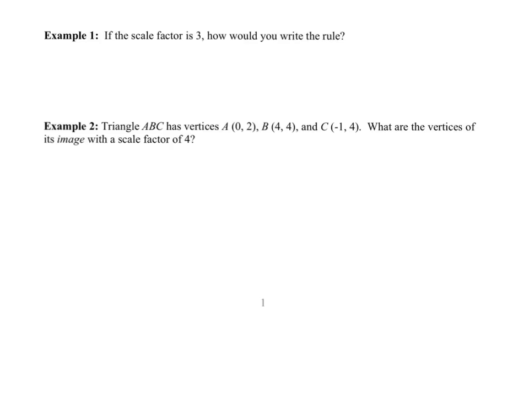In example 1, if a scale factor is 3, how would you write this rule? Originally you have an x, y value. If the scale factor is 3, you would write this rule by saying 3x, 3y. You're multiplying your x value by 3 and your y value by 3.